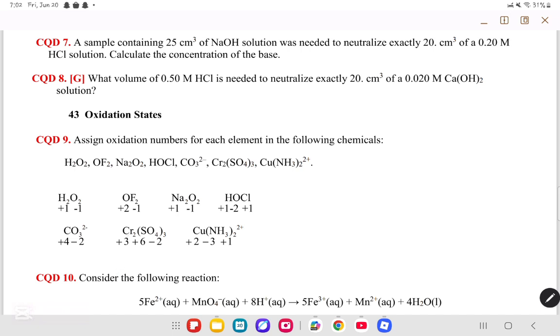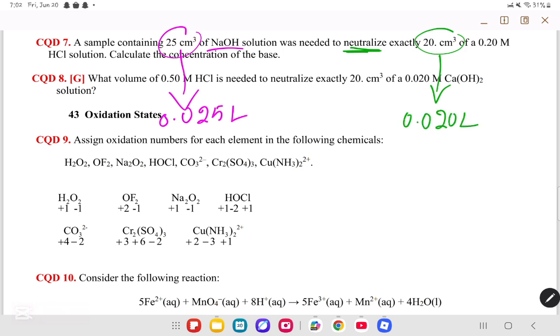What does it say? A sample containing 25 centimeter cube, change it to liters by dividing by 1,000. So 25 divided by 1,000, that's 0.025 liters of NaOH solution, was added to neutralize exactly 20 centimeter cubed. Again, you will change it to liters by dividing by 1,000, so 0.020 liters. And this concentration is 0.20 molarity. They're looking for the concentration of the base. So we have the acid, HCl, we have its concentration and its volume. Here we have only the volume, we need to find the concentration of the base.